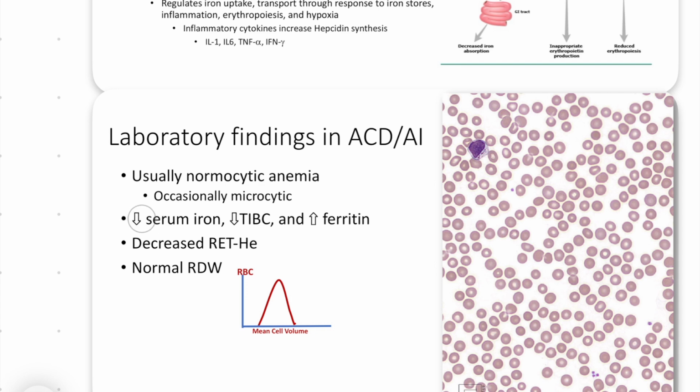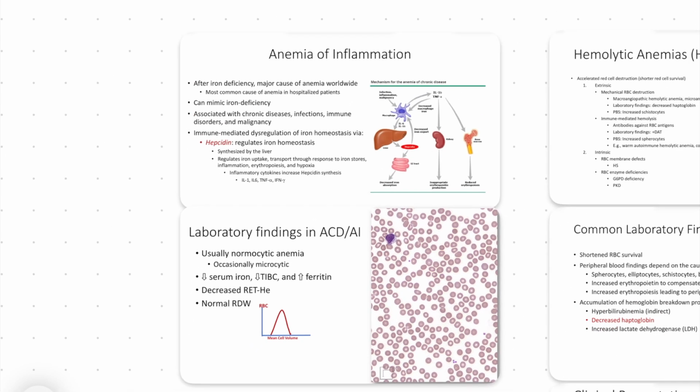And we would see low serum iron for anemia of inflammation, but we would see a high ferritin level. Ferritin is a storage form of iron. And remember, there's plenty of iron, it's just not accessible. So different from iron deficiency anemia.